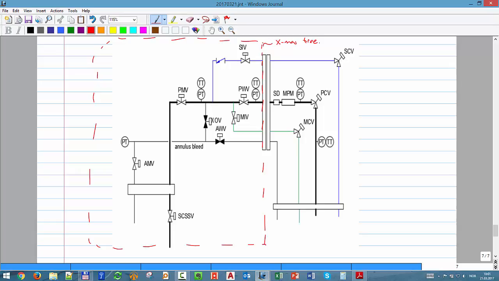So all of that is positioned in this module. If I'm talking about a satellite well, it is positioned in this block, a big block of big dimensions, big weight, that is called the Christmas tree. And can you recognize from here some of the elements that we have talked about before? Okay, what is SCSSV?